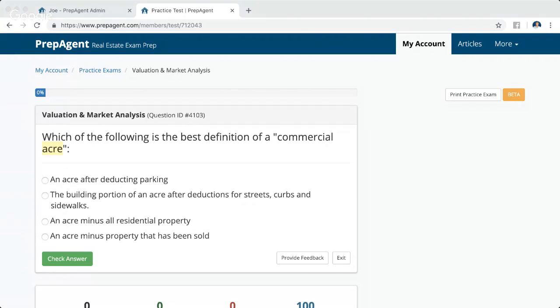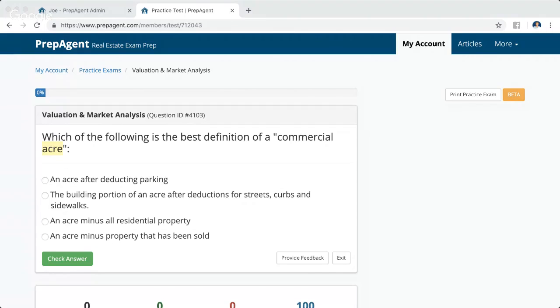These are called special purpose properties. They don't have to be public, like you could have a private hospital or a private school. It's the same type of thing. These are called special purpose properties.